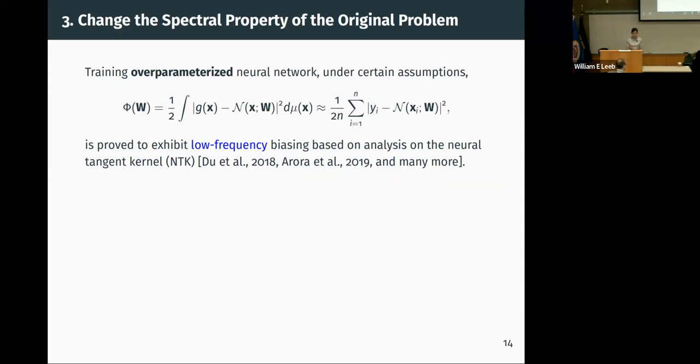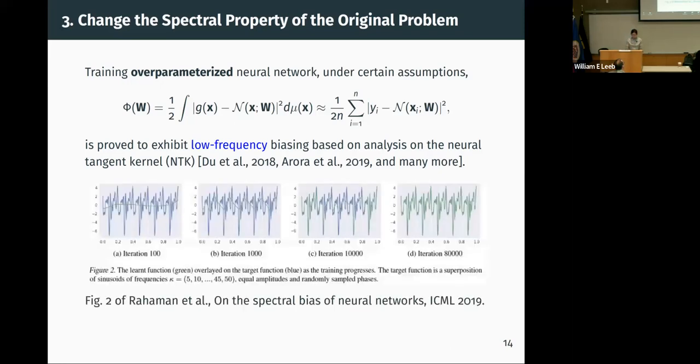One of the properties people realized is that if the neural network is extremely wide, in the sense of extremely over-parameterized, you do observe a low frequency bias in terms of data matching. So what does that mean? It means you have a very oscillatory target function in the background.